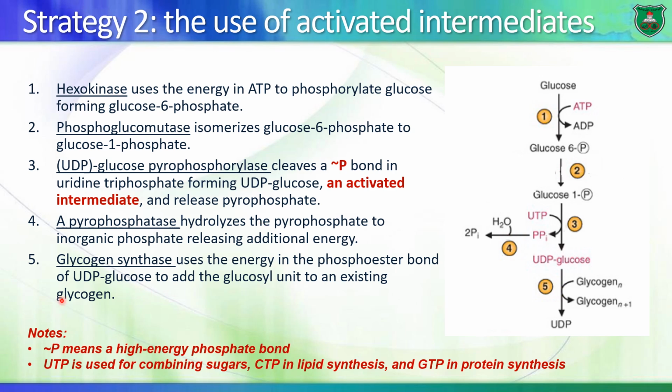Now, by the way, in biochemistry books, whenever you see this sign right here, it means that this is a high energy bond that cleaves a phosphate bond. Okay? Now, something else about ATP, UTP, CTP, and GTP is that ATP is used in general for reactions and other biochemical and cellular work that take place inside cells. UTP is used for combining sugars for sugar metabolism. CTP is used in lipid synthesis, and GTP is used in protein synthesis.